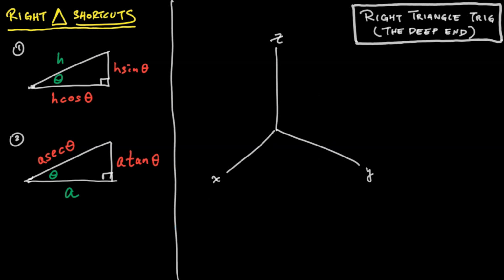The same story holds, though. Given any point in 3-dimensional space, you can get to it by going a certain distance parallel to the x-axis, a certain distance parallel to the y-axis, and a certain distance parallel to the z-axis. And those 3 distances would be your x, y, and z coordinates for that point. So maybe this would be 2, 4, 5, or whatever.